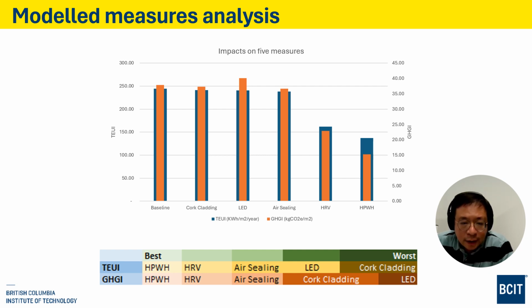And the greenhouse gas emission appears as the orange chart. We can see for quartz cladding, air sealing, HRV, and heat pump water heating system, it shows the reduction and the saving, but not for LED.